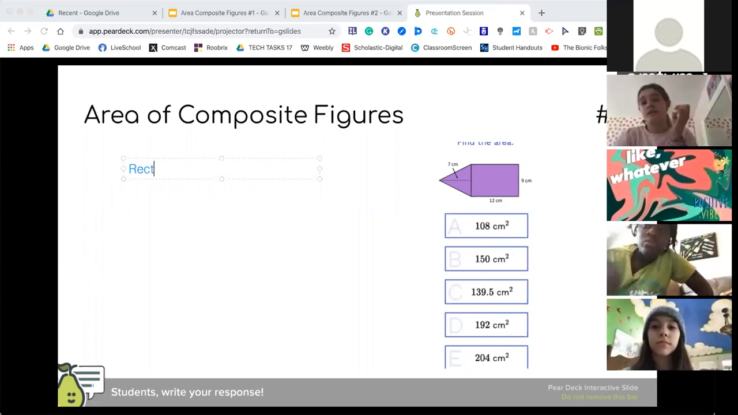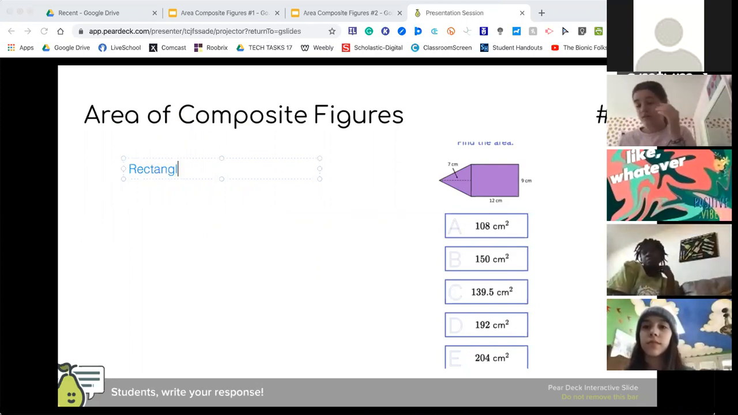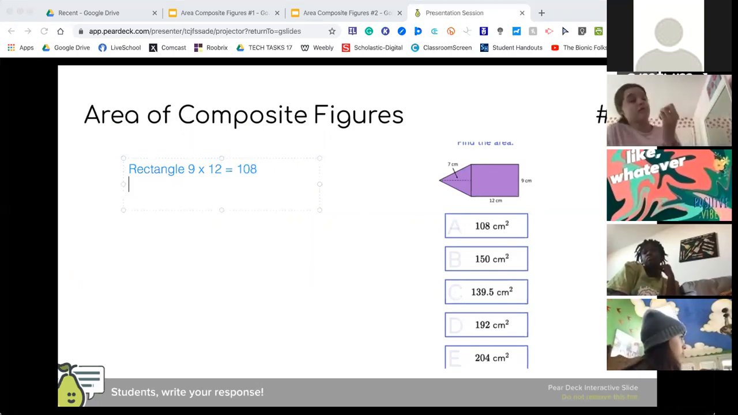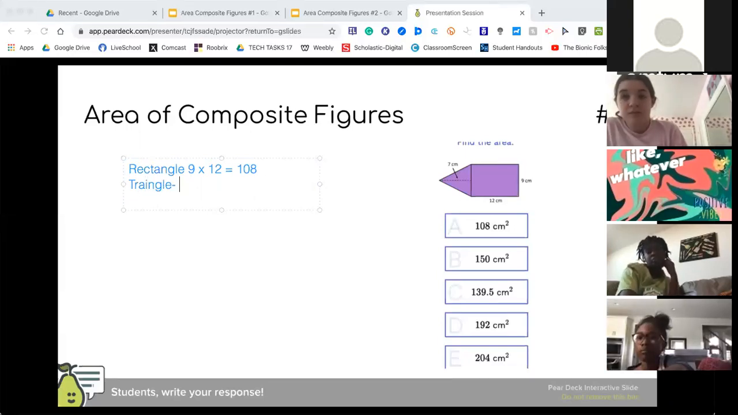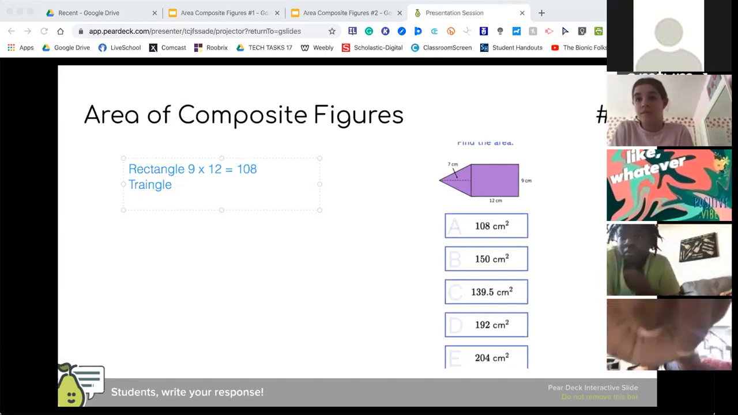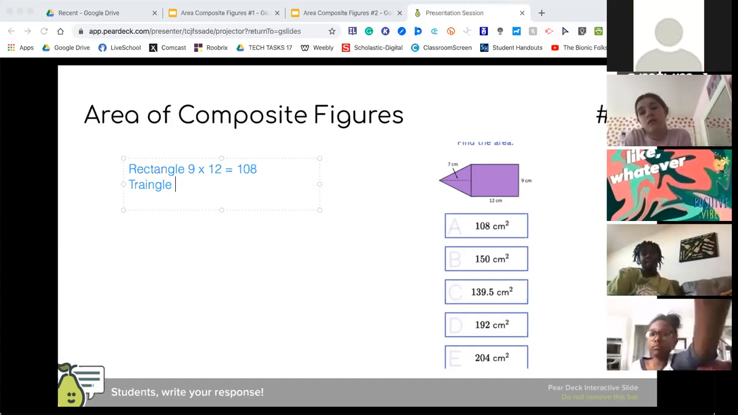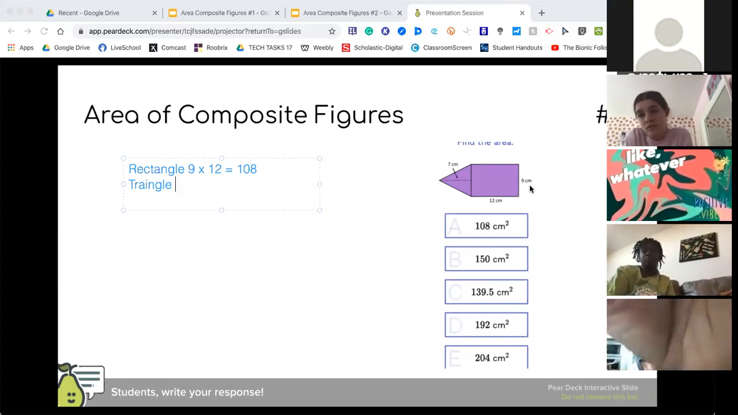Okay. So for the rectangle, I'm going to do 9 times 12. And what's 9 times 12? 108. And then for the triangle, this is easier. For the triangle, I need to say 7 times 9. Anybody want to stop me on 7 times 9? 7 times 12. Stop. Yeah, it's 7 times 9, half of it.